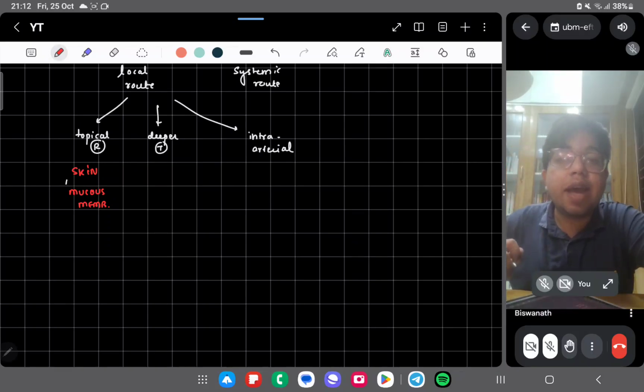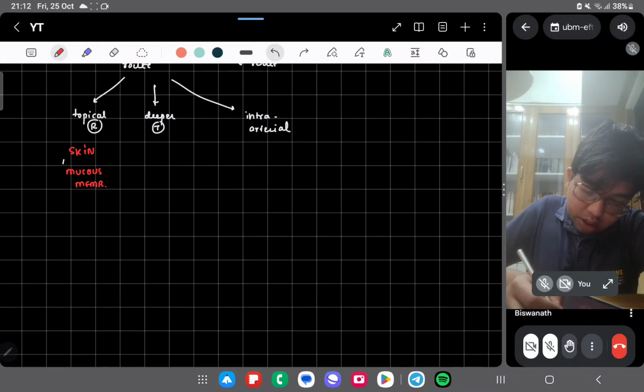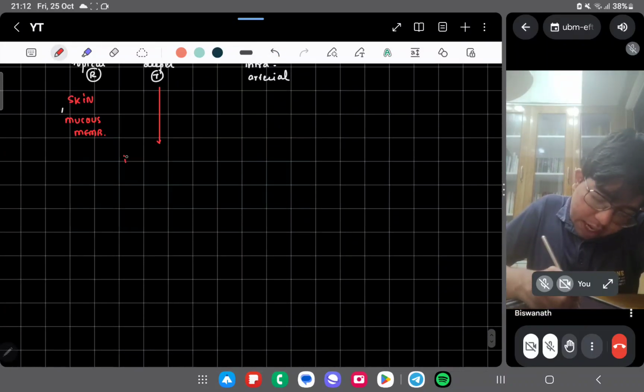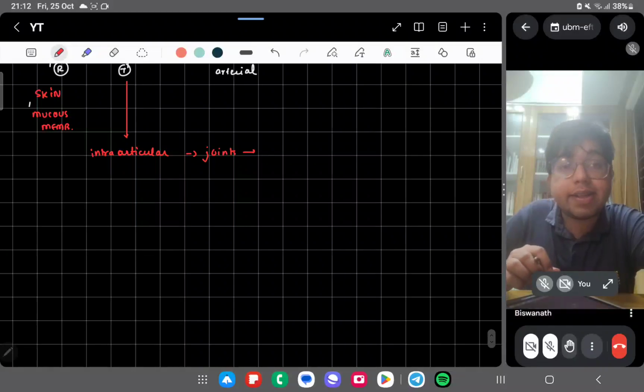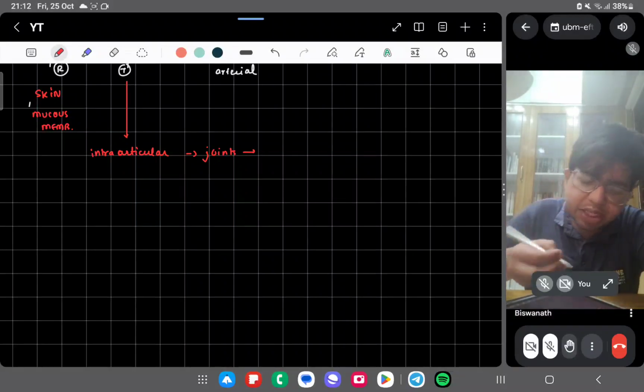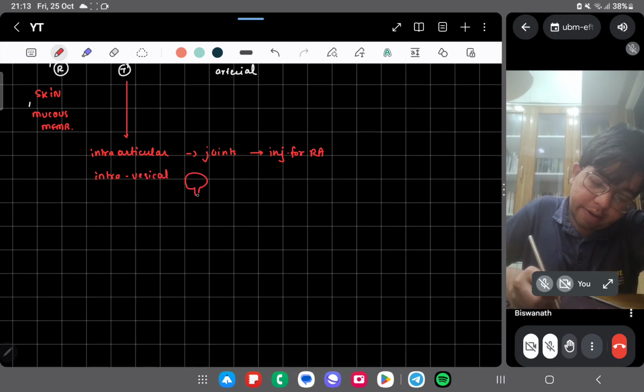Deeper tissue means we have examples here. Some drugs are intra-articular. Articular, joints. What are the drugs? Some injections for arthritis, rheumatoid arthritis. Okay. Some drugs are intravesical, meaning injected into the bladder. Two drugs are there: BCG vaccine and mitomycin.